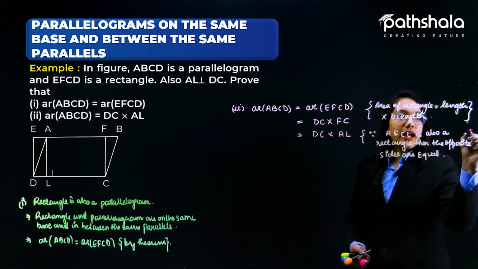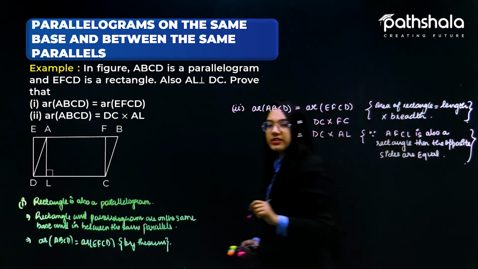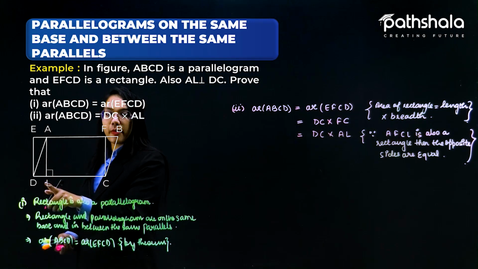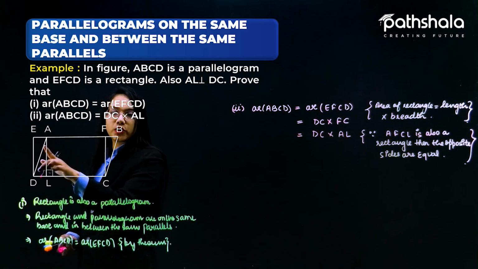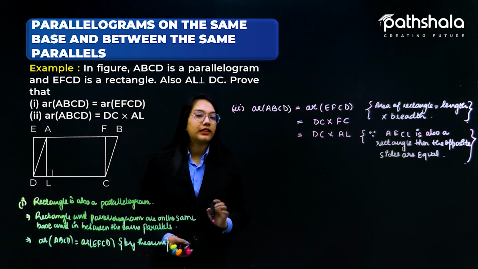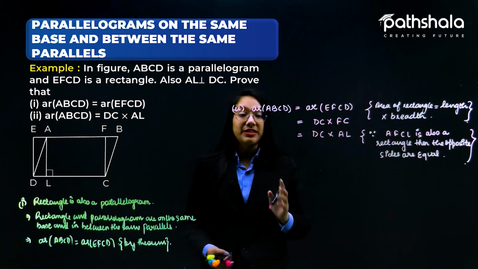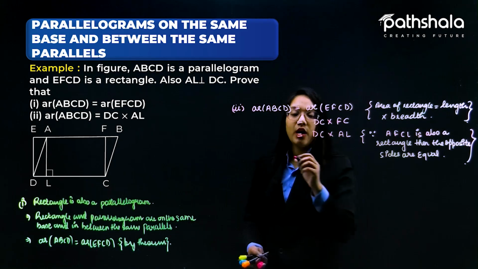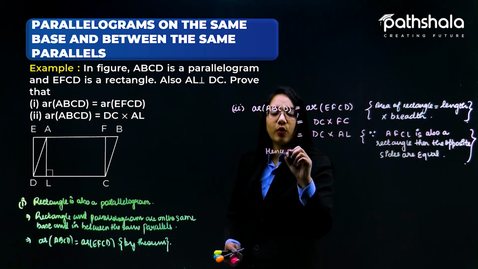So it implies that, since you can see over here that AFCL is a rectangle because it is forming an angle of 90 degrees, this is also 90, and furthermore this is a rectangle. So if this is a rectangle, then its opposite sides are equal to each other. It means that in place of FC we can write AL. So we have DC into AL, which is what we had to prove over here.